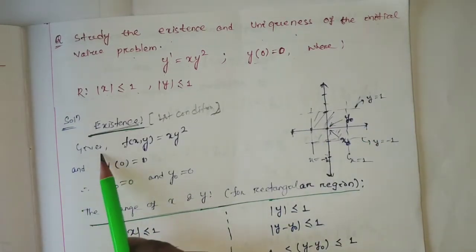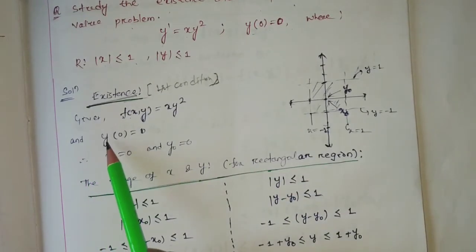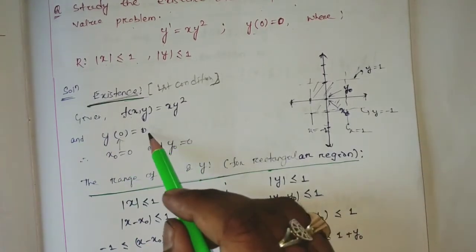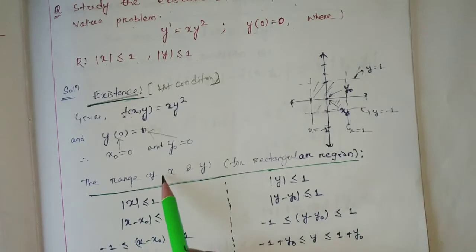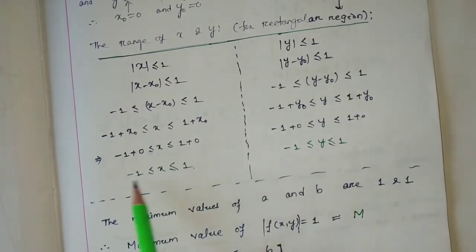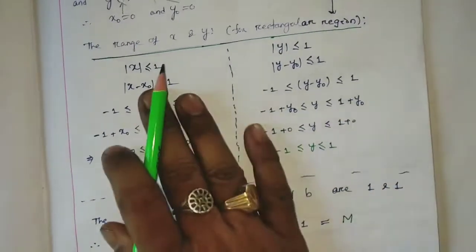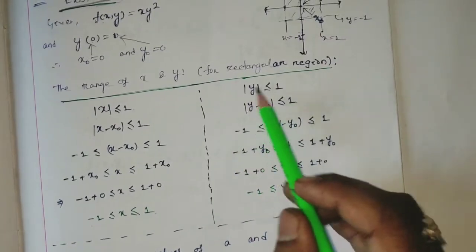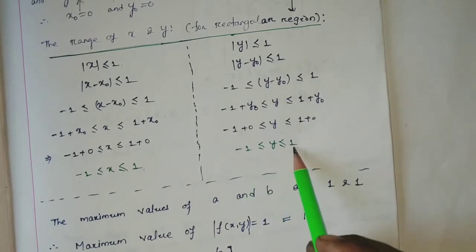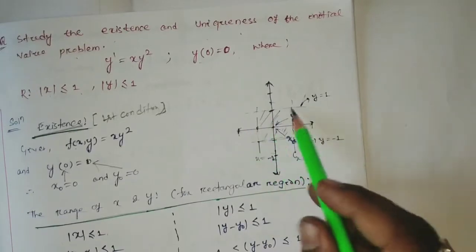So given f(x,y) = xy², and the initial value problem is y(0) = 0, that means x0 is 0 and y0 is 0. The range is |x| ≤ 1, that means -1 to 1. Last class we discussed this in detail with an example. |y| ≤ 1 has been given, so the y range is also -1 to 1. By considering the two ranges, we can draw this rectangle.